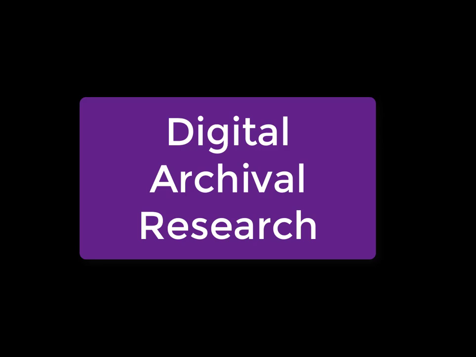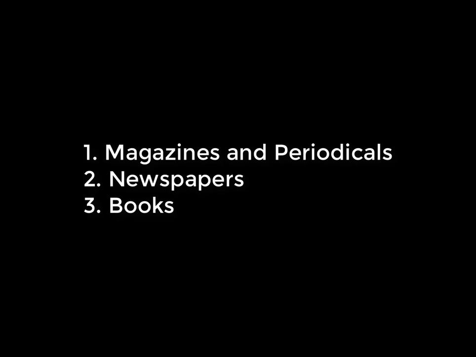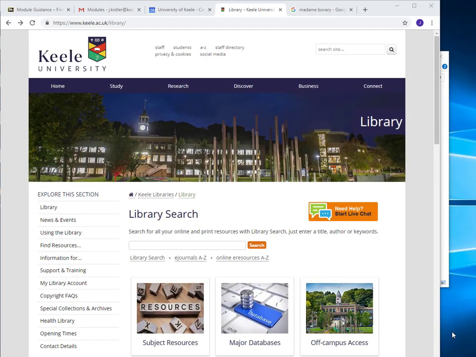Today we're going to be going over how to do archival research online, looking at 3 types of collections: magazines and periodicals, newspapers, and books. To begin, you're going to want to go to the English and American Literature Subject Resources, which you can access through the Keele Library website.